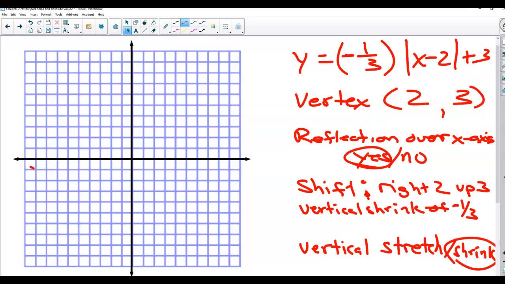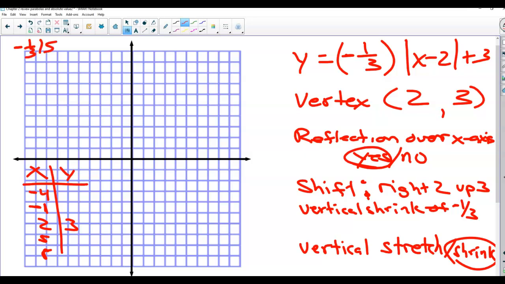When I do my XY chart, I'm going to put it over here because I don't think that'll affect my graph too much. 2, 3. I'm counting down by 3s. I'm counting up and down by the denominators. 5 and 8. Okay. Let's start with 5.